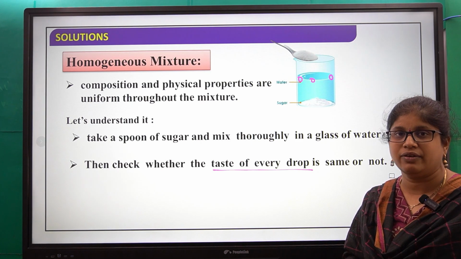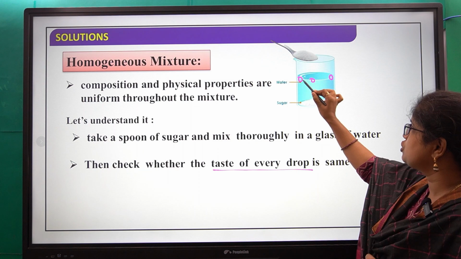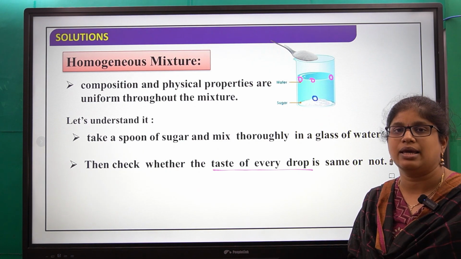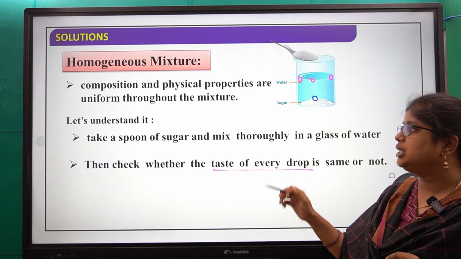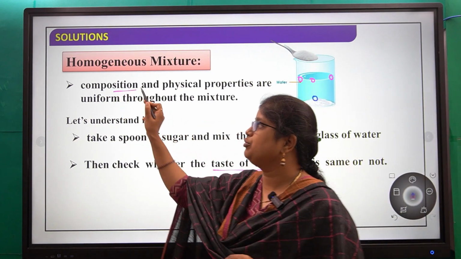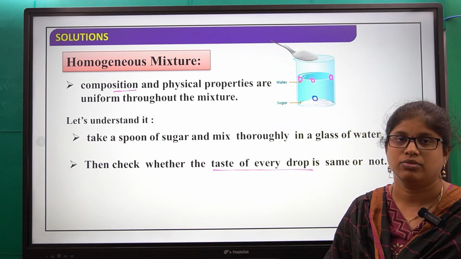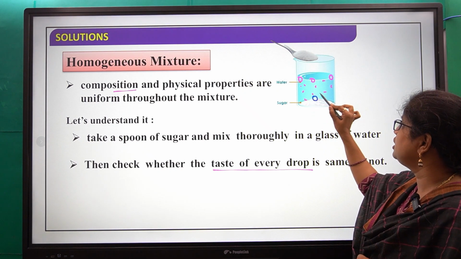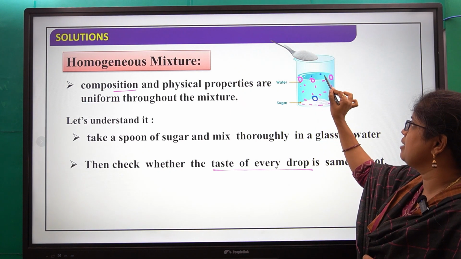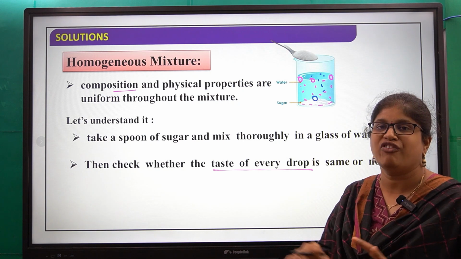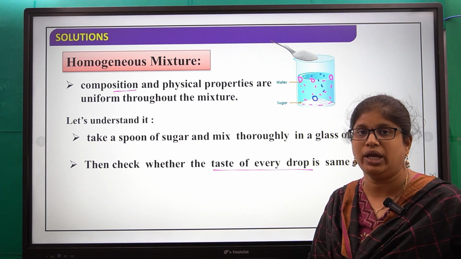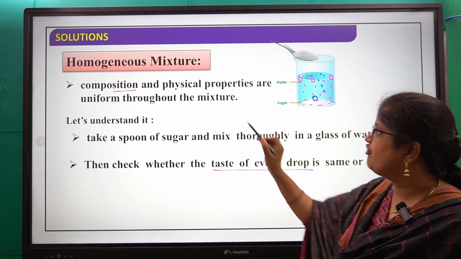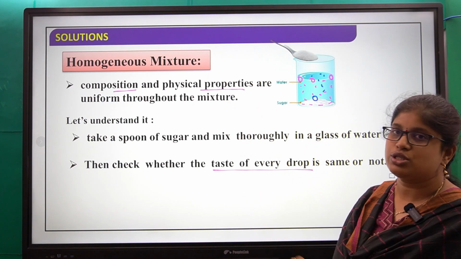So what will you observe here? The taste of the sugar solution, not only here, if you take from here also, the taste will be the same. Why? Because the composition is the same throughout the mixture. The amount of sugar particles in the water is the same everywhere. It is uniformly spread, so it has uniform composition, and the physical properties are also the same.